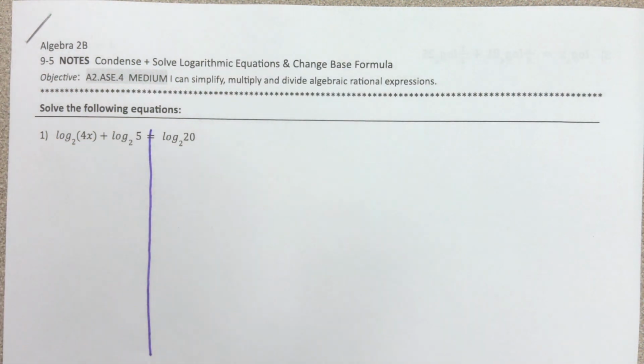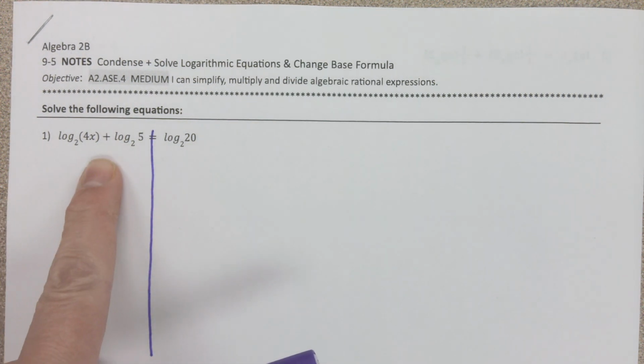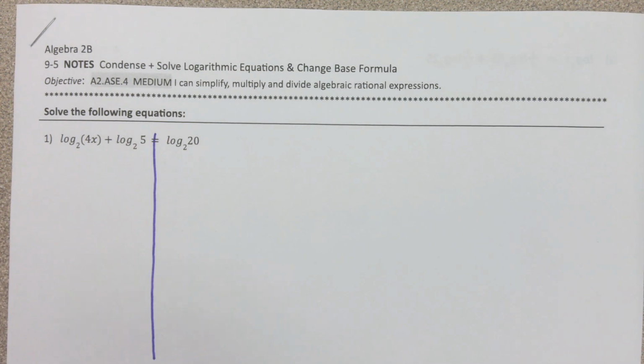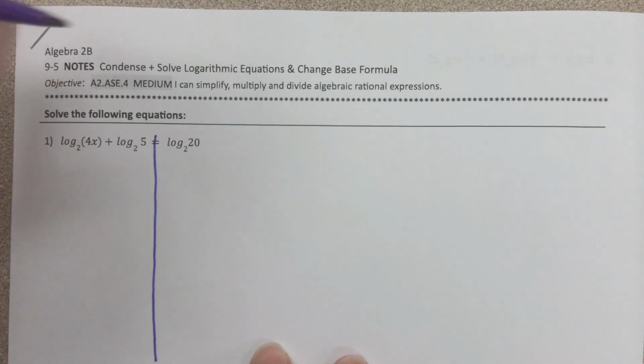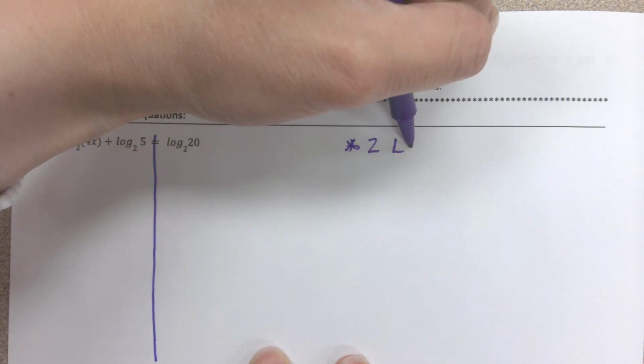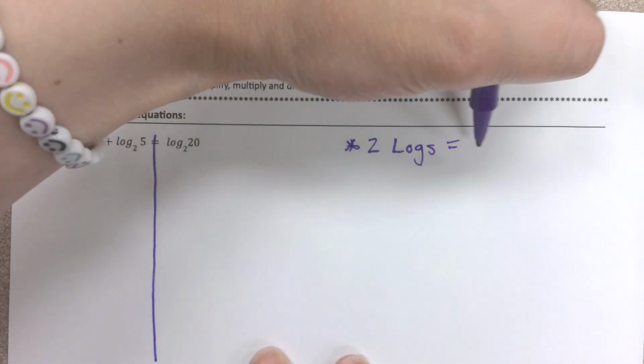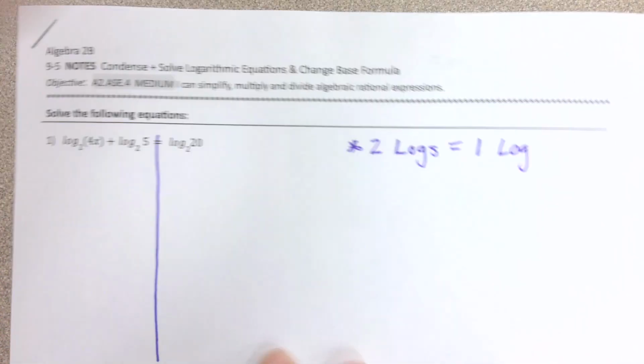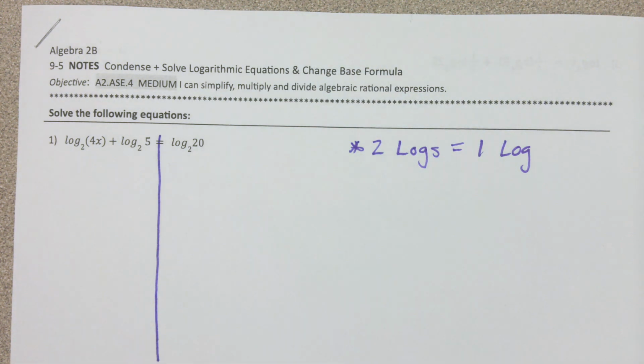Initially, this looks like log equals log, and like you would just drop all the logs and solve, but that would be a huge mistake if that's how you chose to handle this problem. Notice we have 2 logs on the left and 1 on the right. That is unbalanced. You can only have 1 log on each side. So our current situation is 2 logs equals 1 log. And we can't work with that.